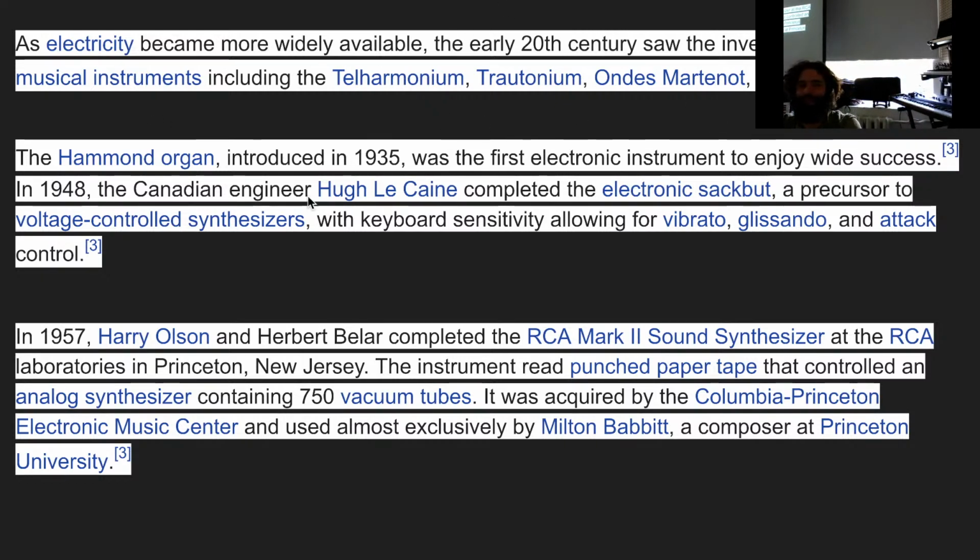So around the 20th century there were these initial developments. The Hammond, we already mentioned. Then around the 50s, there is a guy called Harry Olson who made the RCA Mark II Sound Synthesizer in Princeton, New Jersey, which is still there, by the way. I would really love to go and visit it. It's one of the first synths that had some sort of programmability, and it worked with punching cards.